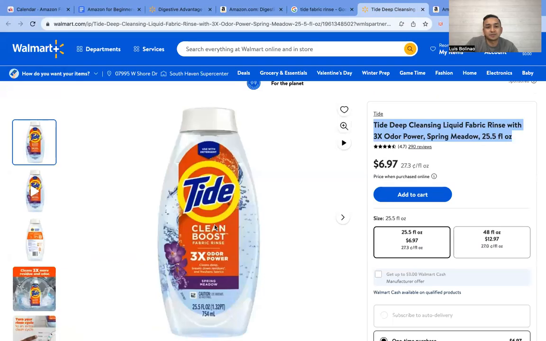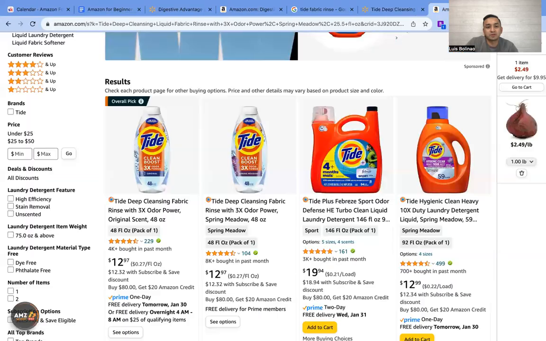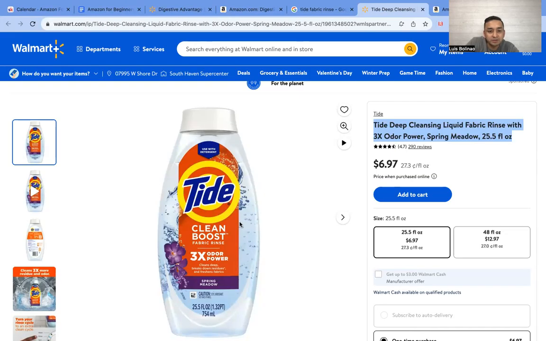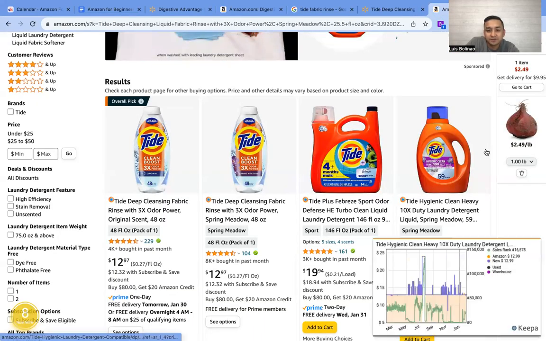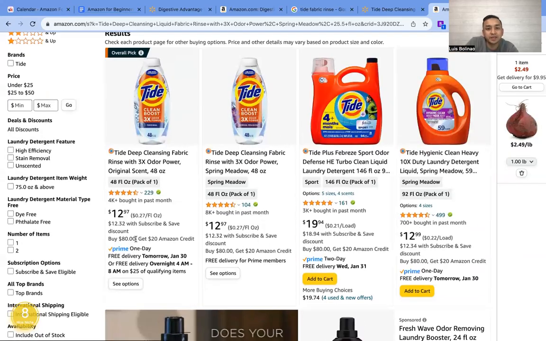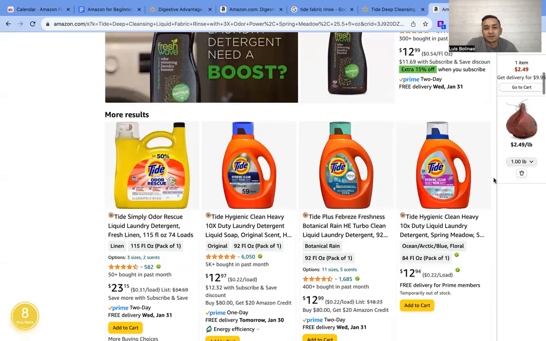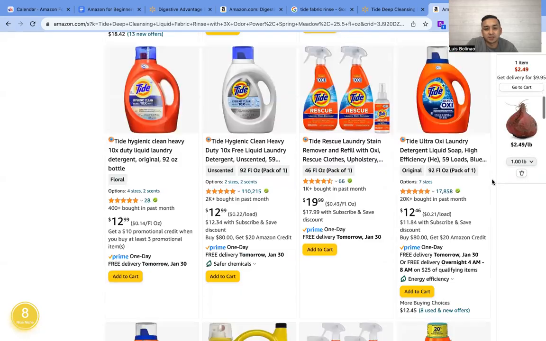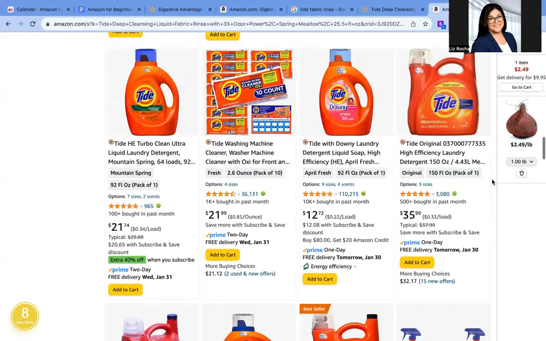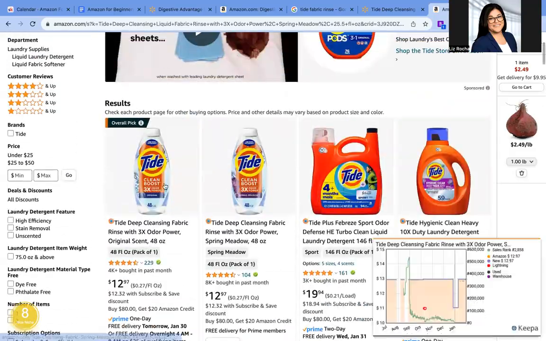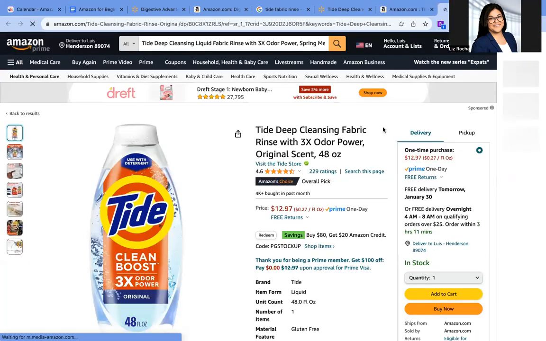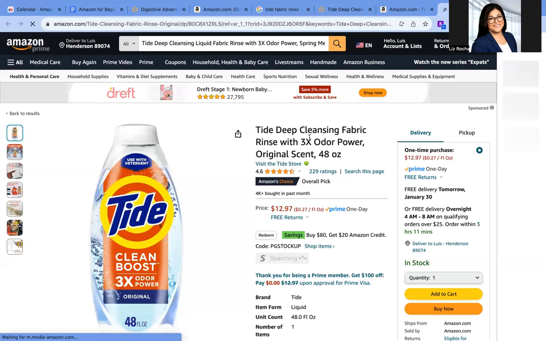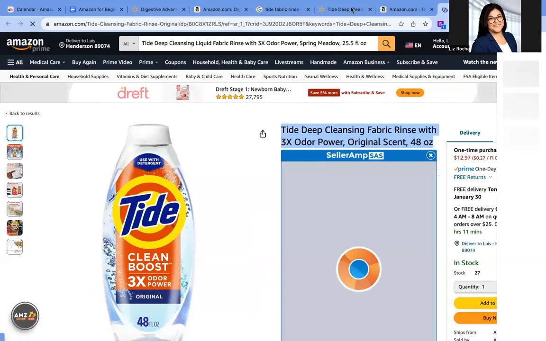Let's see. So Clean Boost 3x the power, 48 fluid ounces. This one is 25.5 fluid ounces. Okay. Is it even here? This one's 48. This one's 48. I don't think it's here on Amazon, honestly. I don't see it. Well, you can check the 48 on Walmart and see the price. I just want to see how a really popular product looks on the software, so you can see what kind of product to avoid. Is it too saturated? What does a gated product look like? Just to see more of the software.